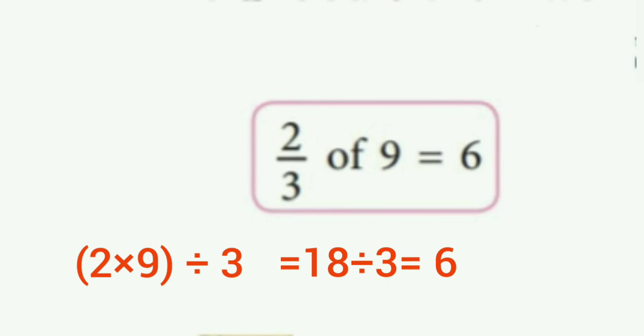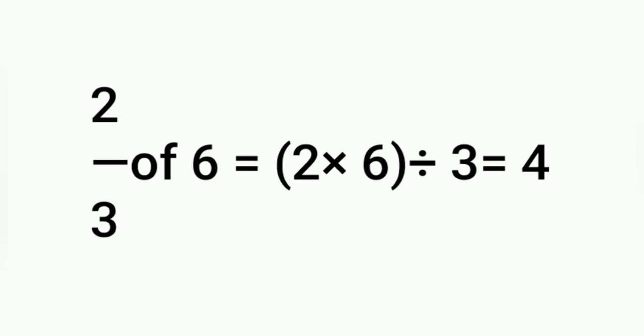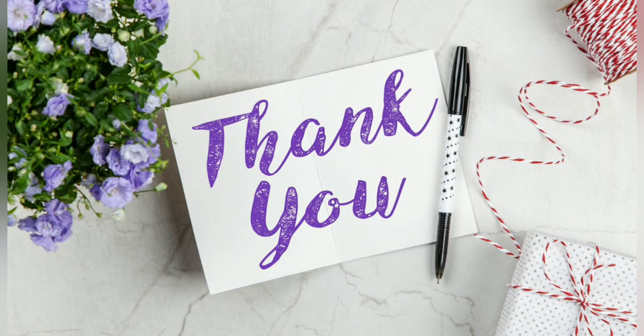Let's see another one. Here we have 2 by 3 of 6. 2/3 of 6. So how can we solve it? 2 multiplied by 6 divided by 3. 2 sixes are 12, then divided by 3. So 3 fours are 12. So our answer is 4. So this way we can use division to find the fractional part of any whole number. Do practice it. Thank you.